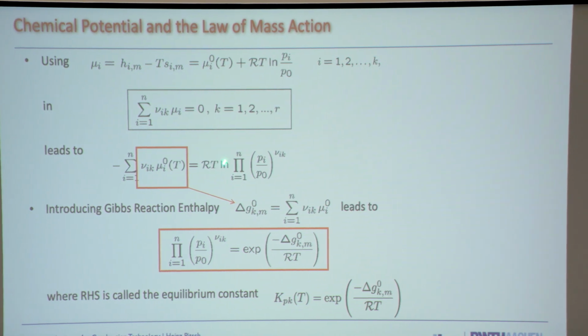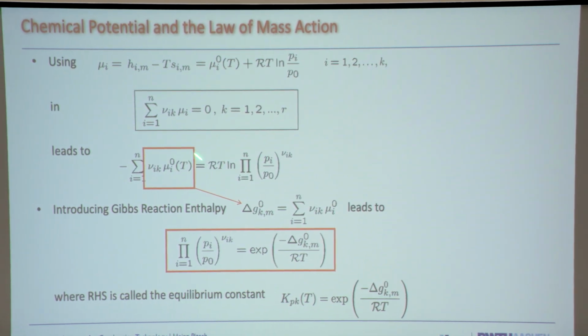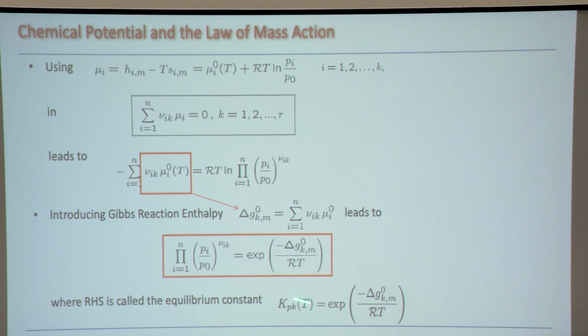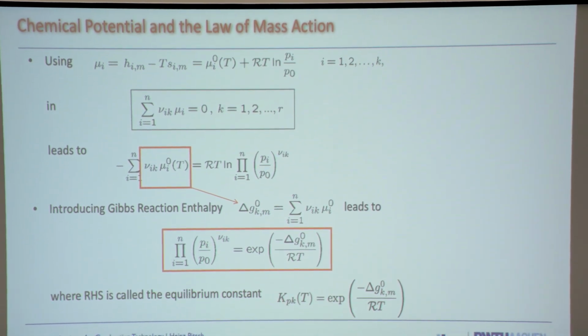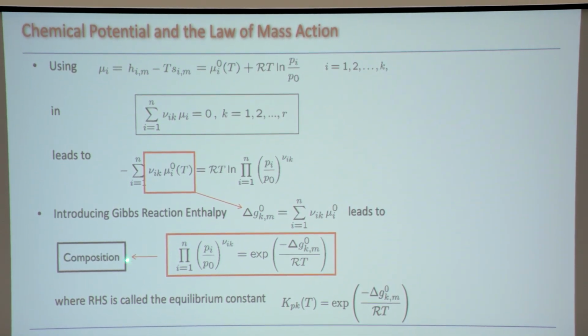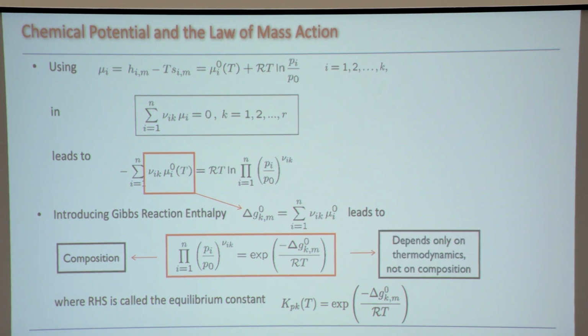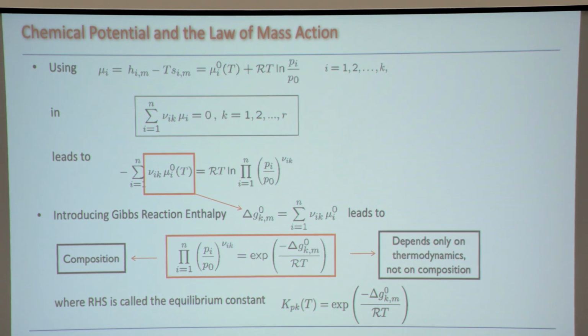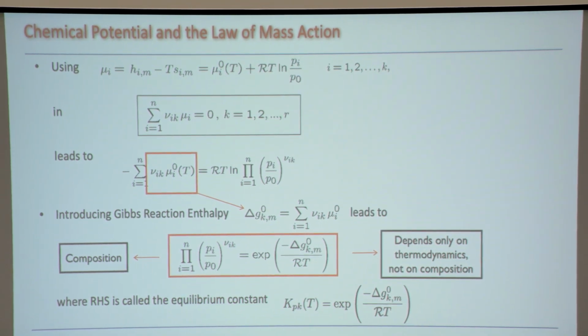I can take the exponential of this, and then I get exponential of minus this G over RT, and then the other side, we just have these partial pressures. And then you see this right-hand side, we call this the equilibrium constant, Kp. P because it will lead you to the partial pressures. And then you see that this left-hand side just gives you the composition, and the right-hand side depends only on the temperature, depends only on thermodynamics. It's a pure temperature function. If temperature is fixed, then also the right-hand side is fixed.